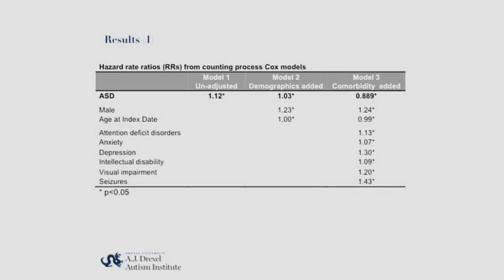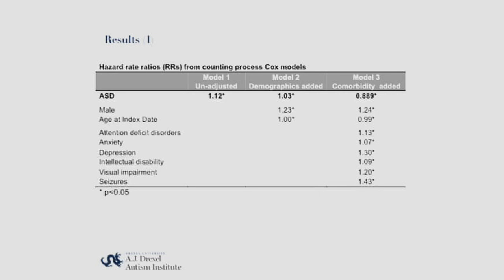So what did our model approach show us? The first column of results is without any adjustment. The second column of results is with adjustment for demographic factors. I haven't listed all the things on the slide that we adjusted for, I just listed the things I wanted to talk about. But we did also adjust for those variables that I mentioned on the previous slide. And then the third model also adds an adjustment for comorbidity.